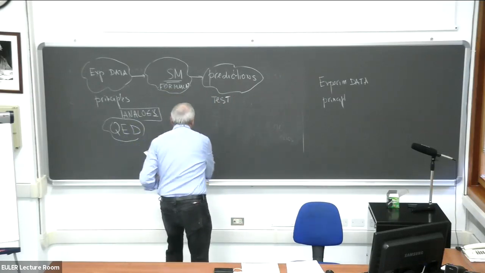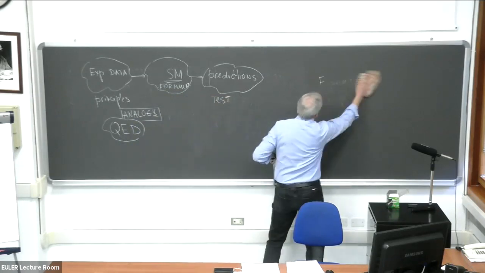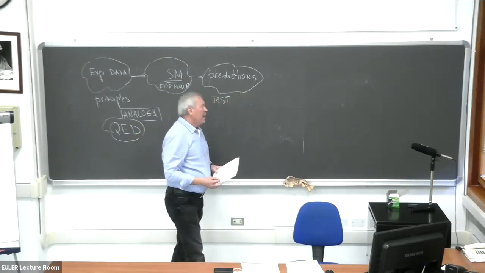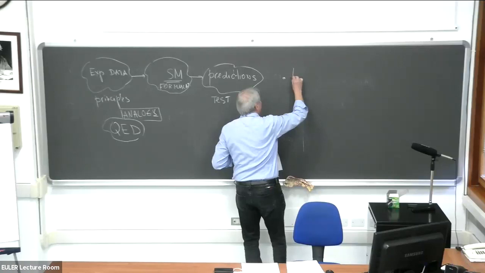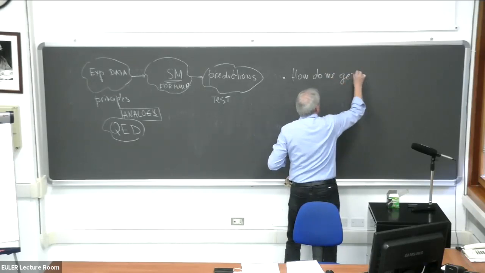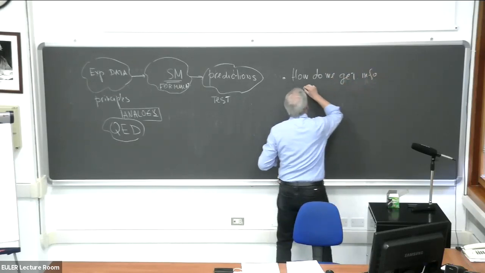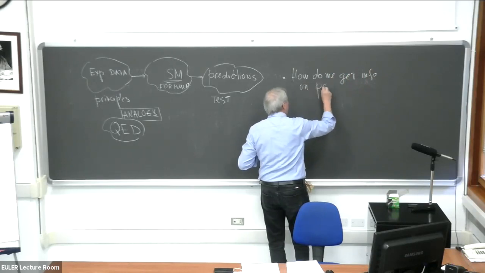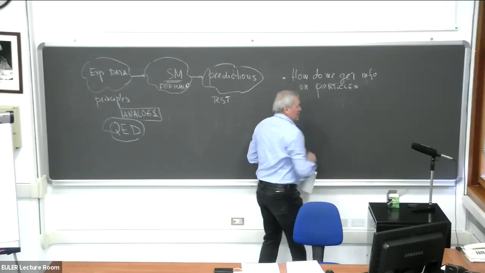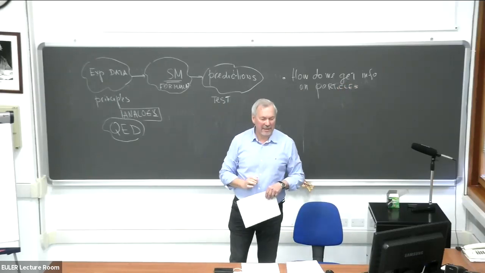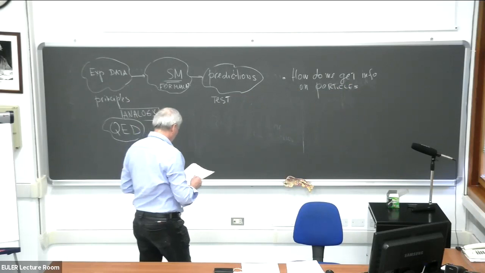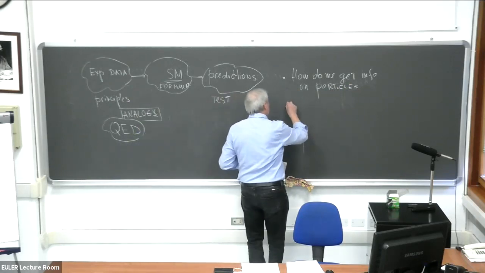One of the goals of my course is to explain how we get information on particles, objects which we cannot see with the usual eye, and we need to arrange our observations in such a way as to get this information. Now, what is the meaning of the information about particles?